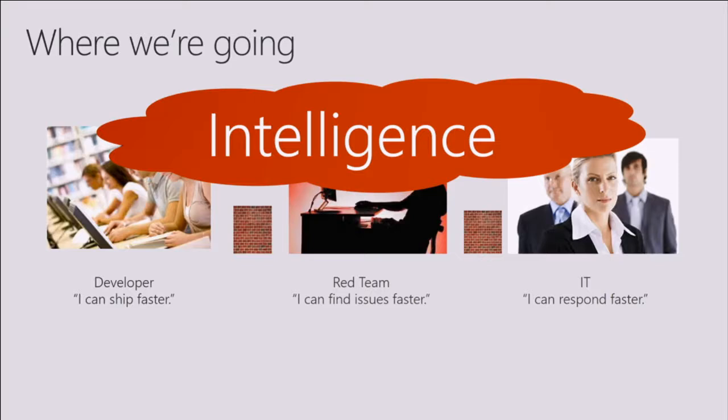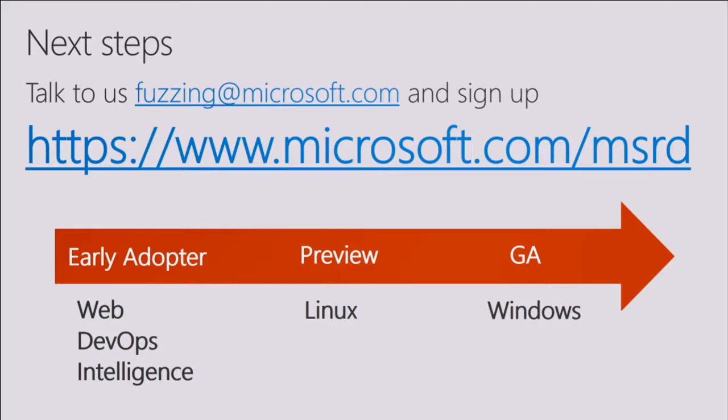So what are the next steps? You can talk to us, fuzzing@microsoft.com, anytime. We're always here for questions. I'm going to be here right after the session to answer any questions you may have. We're available right now. If you have a Premier Microsoft contract, you can use that contract to get access to it right now. We're generally available for Windows.